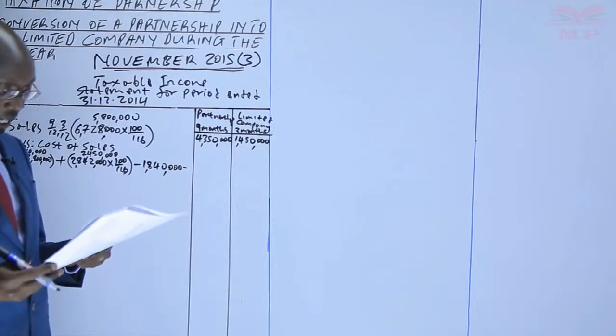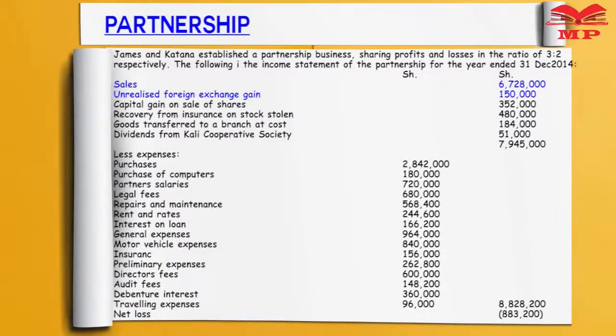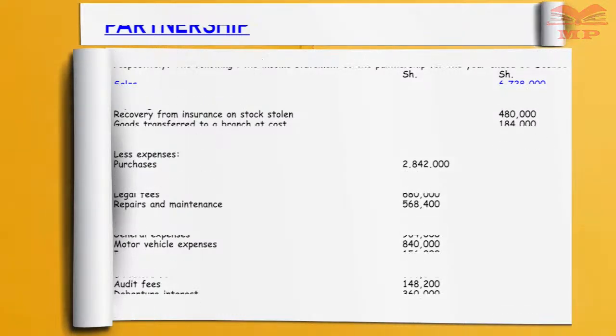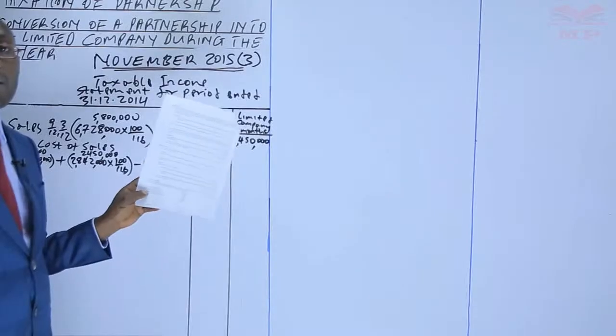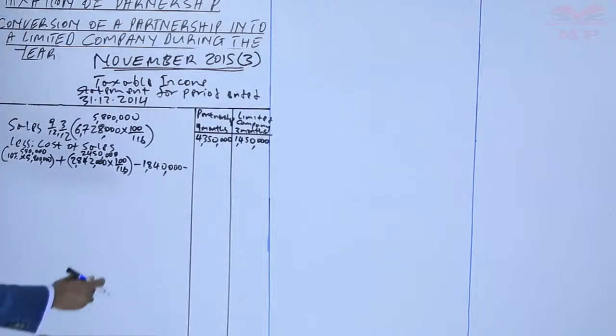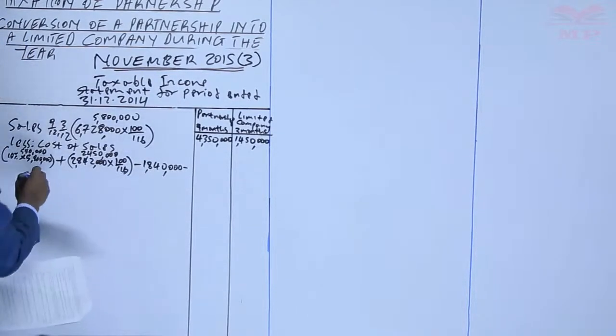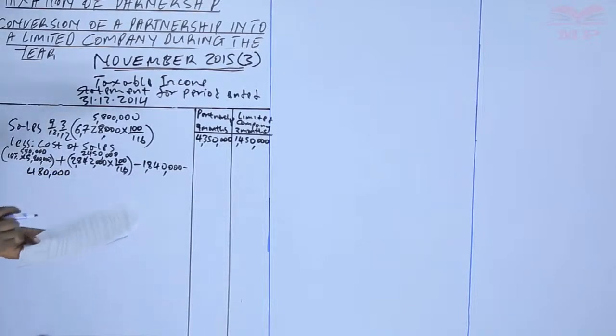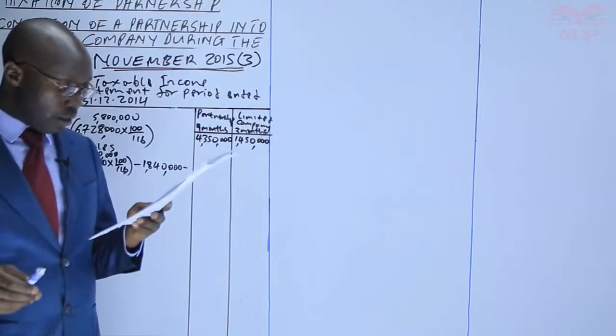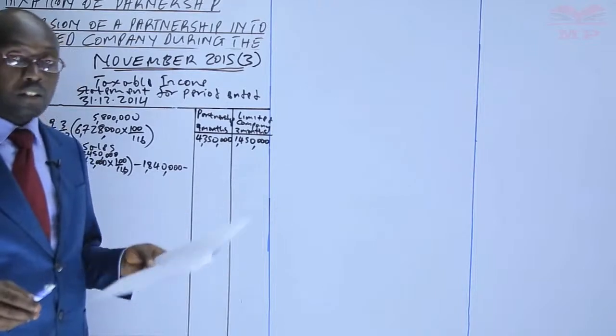If you go to the incomes, among the incomes in the income statement, there is sales, unrealized foreign exchange gain, capital gain, recovery from insurance on stock stolen. It is telling you that there were stock that were stolen. So if they were stolen, this must be deducted from here. The stolen stock was 480, minus 480.